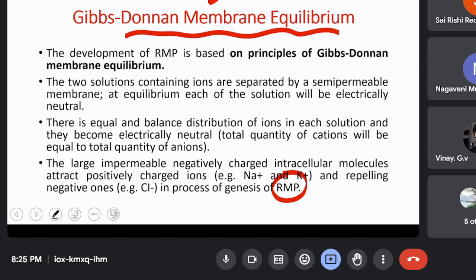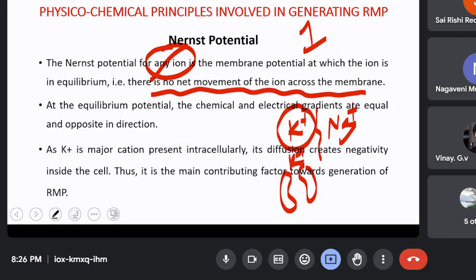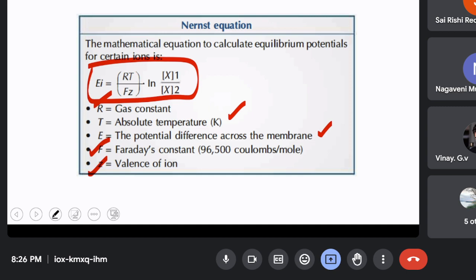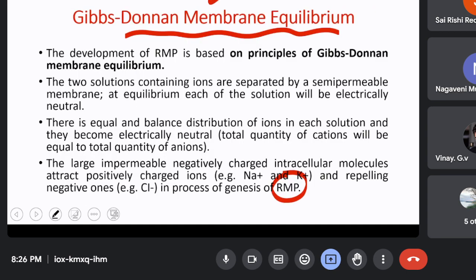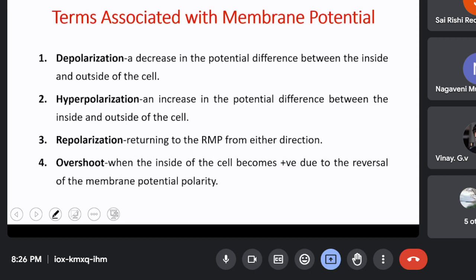So these three things we have to remember. One is the Nernst equation. I'll be sharing this PPT with you. Second one is the GHK equation, and third one is the Donnan membrane equilibrium. In addition to this, we have to get acquainted with certain other terms in relation to membrane potential. These are depolarization, hyperpolarization, repolarization, and overshoot. At the end of class, you'll be able to understand what these are. But for the time being, let me define these one by one.